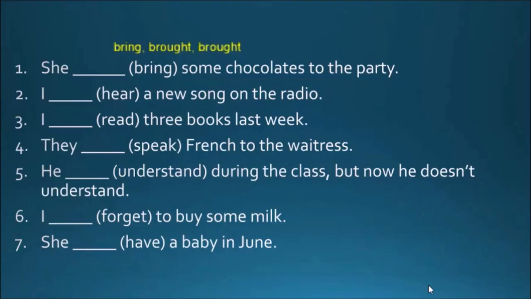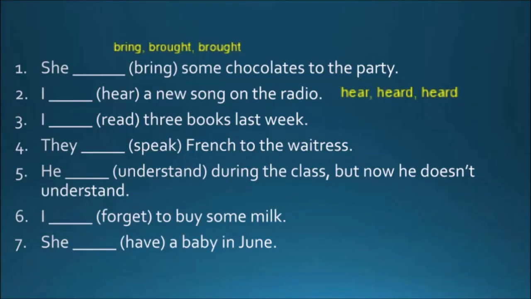Let's have a look at sentence 2. I hear, in brackets, a new song on the radio. What we need to look at first, how does it change to past? So let me write the 3 words for you. So there you can see we have the infinitive form here, then we have heard and past participle heard. I heard a new song on the radio.